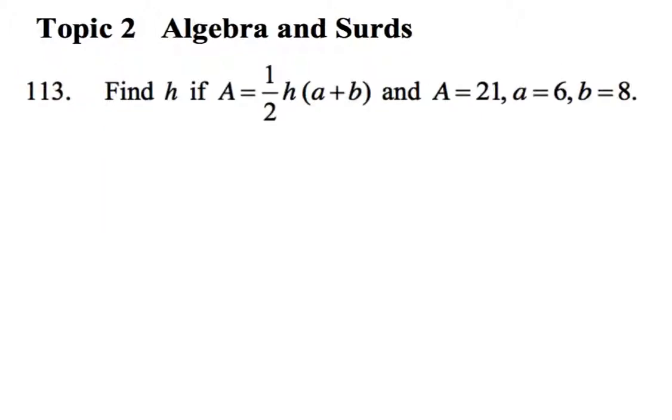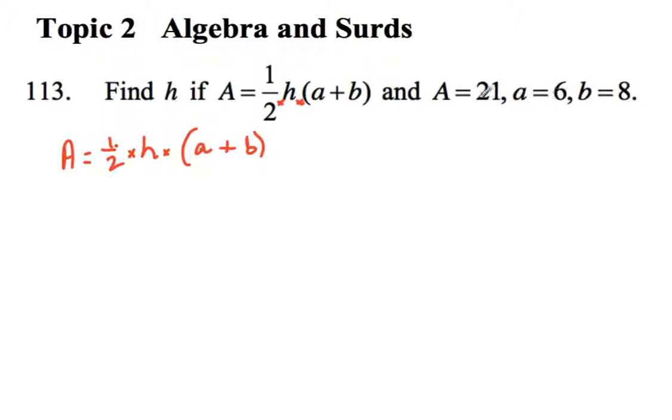Let's have a look at a slightly trickier one here. This time we're given the value of the front bit, so we might have to do a bit of rearranging here, but let's write it out nice and big. A equals 1/2 times h, because there's an invisible multiply here and here really, times a plus b. I'm just writing that out nice and big.